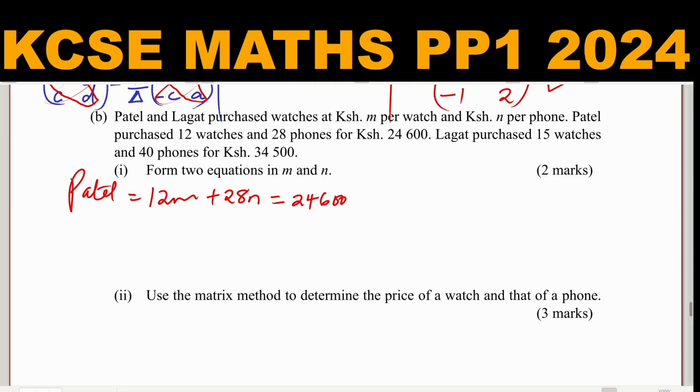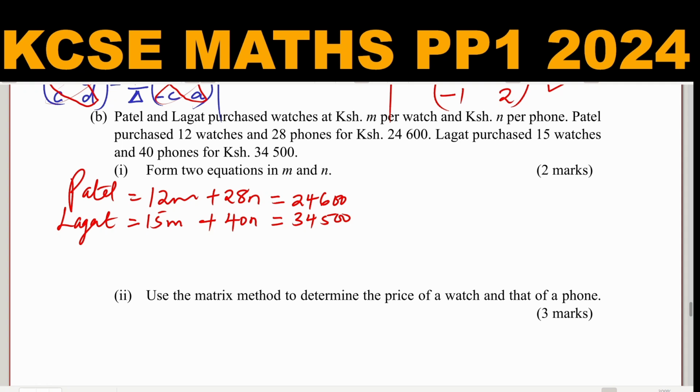Then you go to Lagat. Lagat purchased 15 watches, so that will be 15M, the cost of all the watches. Then 40 phones, each at N shillings, and the total is 34,500. Those are the two equations.